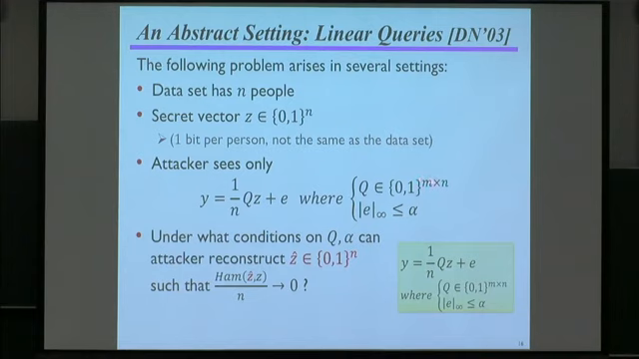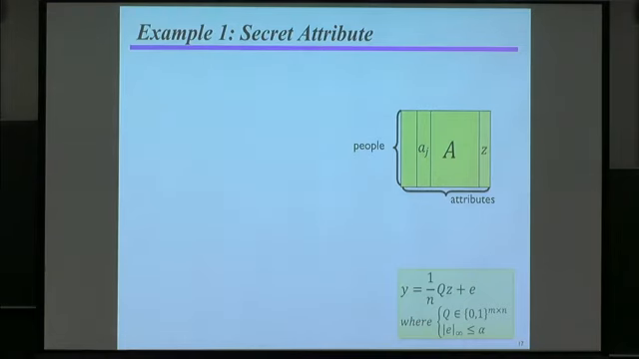Sorry, now I understand your question. We will consider m growing with n at various different rates. I don't want to specify a relationship between m and n. Okay, so where can this type of setting arise?